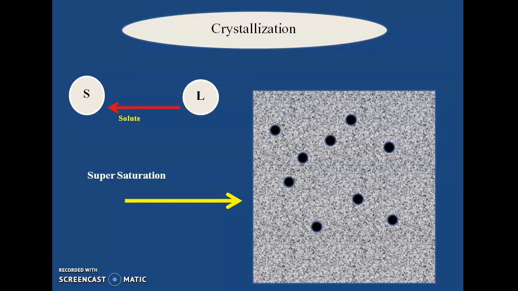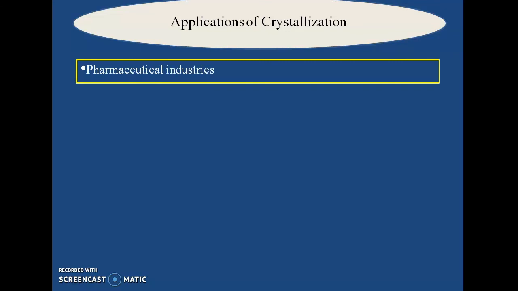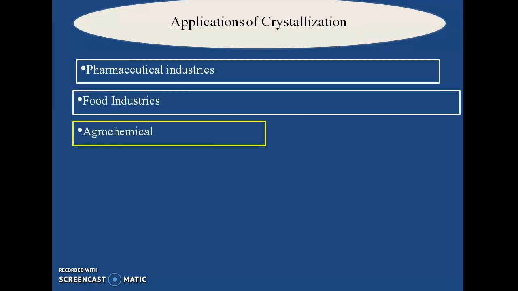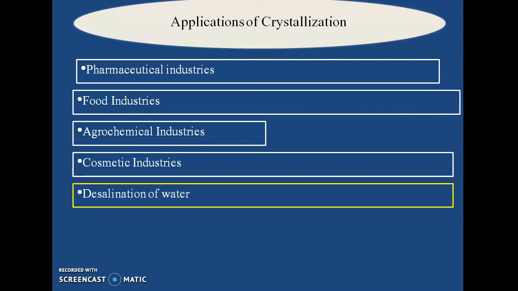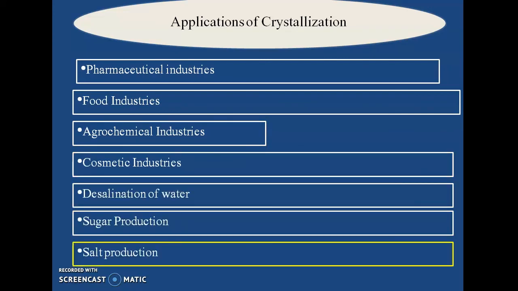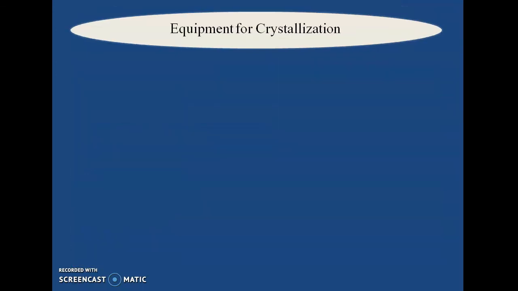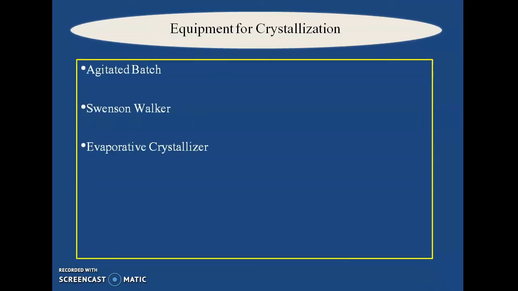The solute which is getting transferred from mother liquor to solid particles is the solute of concern. So crystallization applications we can find in the pharmaceutical industries, food industries, agrochemical industries, cosmetic industries, desalination of water, sugar production, salt production, etc. Equipment: agitated batch crystallizer, Swenson-Walker, evaporator crystallizer, forced circulation evaporator, draft tube baffle crystallizers.